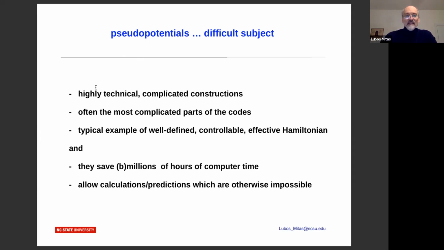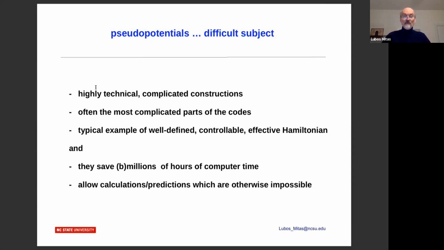And on the other hand, it's a typical example of effective Hamiltonian, which is a method which is used very much in physics, where you want to eliminate the degrees of freedom which are off by either scale or energy window. And therefore, in some sense, it follows the systematic work of physicists in constructing effective Hamiltonians.